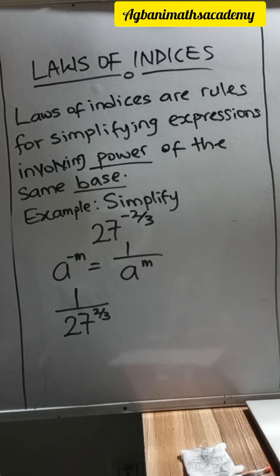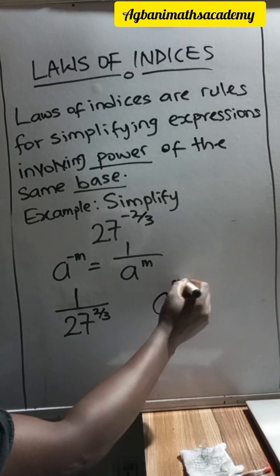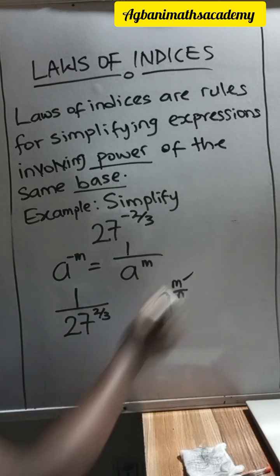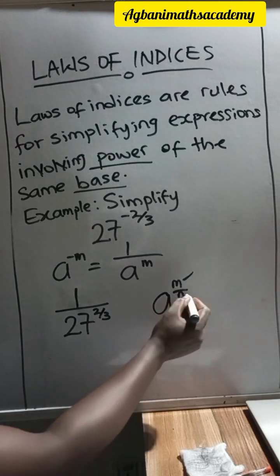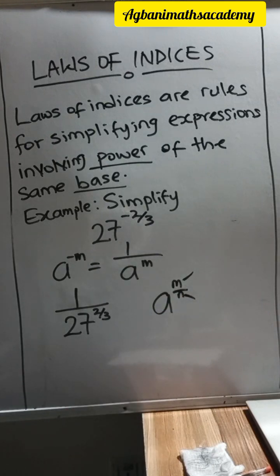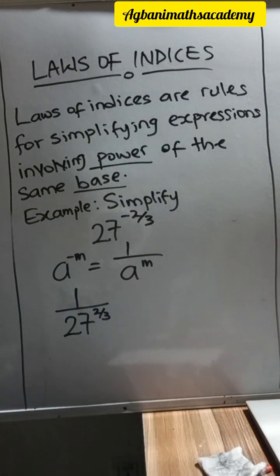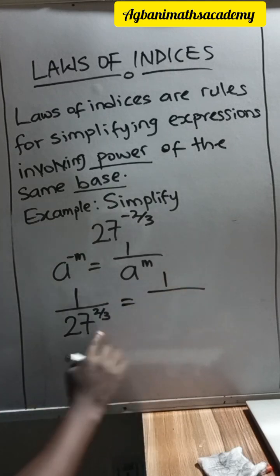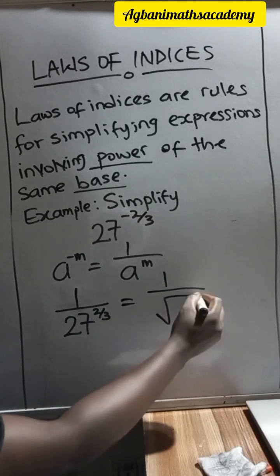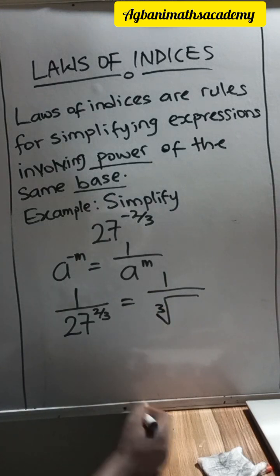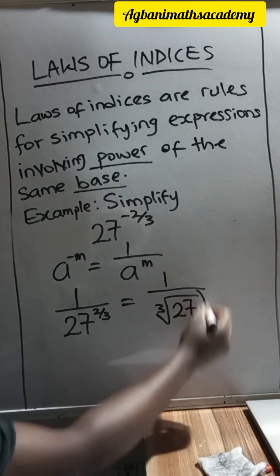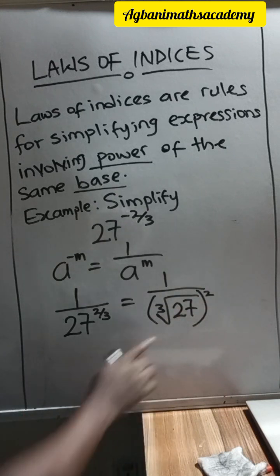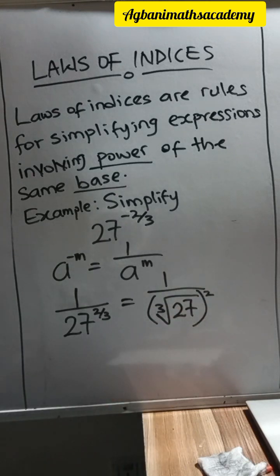The next law we are going to apply is the law of fractional power. This law states that when you have an expression in the form a to the power of m all over n, the numerator of the power is a power and the denominator of the power is a root. This will make this expression become 1 all over the cube root of 27 to the power of 2.